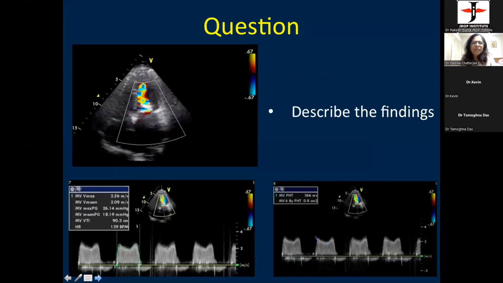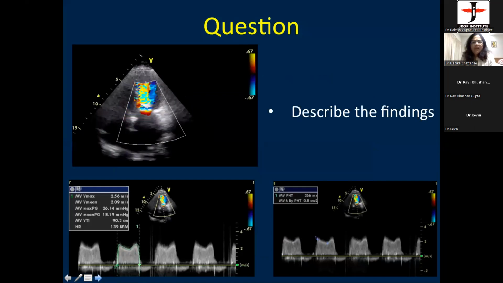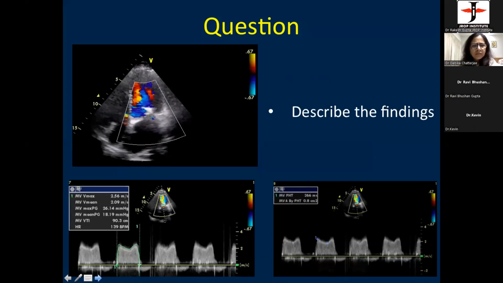Dr. Ravi Bhushan. Good evening, ma'am. Good evening. Dr. Ravi Bhushan, describe the findings. Be precise. First of all, the mitral valve leaflets seem to be thickened, and there is a restrictive motion of the leaflets, and there is a turbulent flow across the mitral valve.